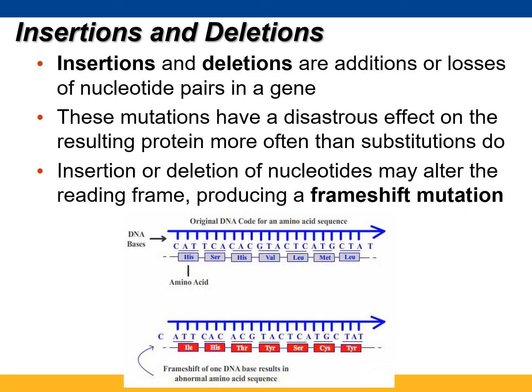So let's look right here. Let's say we have this one right here. Here's our wild type. We insert one more nucleotide in there, okay? And now instead of the C being there, now we have this ATT, CAC. We have a completely different and almost certainly non-functional protein being produced by this nucleotide sequence.